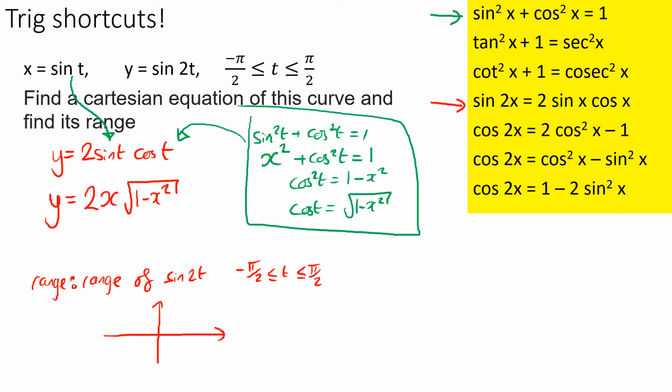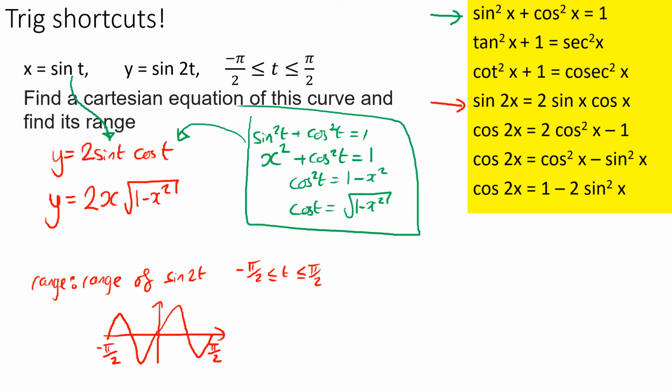Well, sine 2t is the same as the sine graph, but kind of compressed a little bit. So the sine graph looks something like this. That would normally be between minus pi and pi, but because it's sine 2t, it's compressed together, it's between minus pi over 2 and pi over 2. So what's the range of this function that we've drawn? Well, it's anywhere between minus 1 and 1.